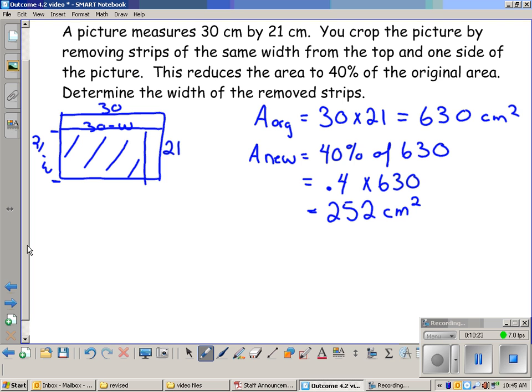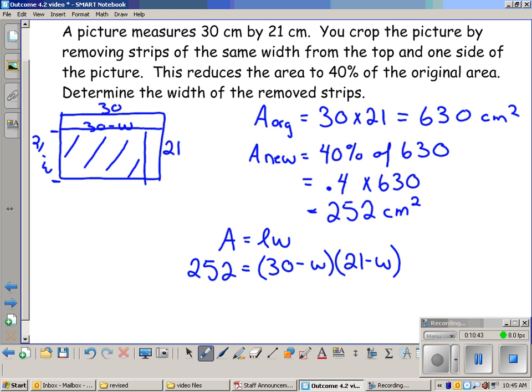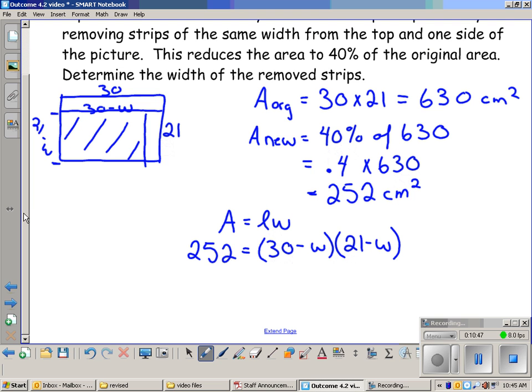This means that if area is length times width, my new area is 252. My new length is 30 minus the width that was removed. And my new width is 21 minus the width of the strip that was removed. Let's do some simplifying on this equation. I end up with 252 equals.